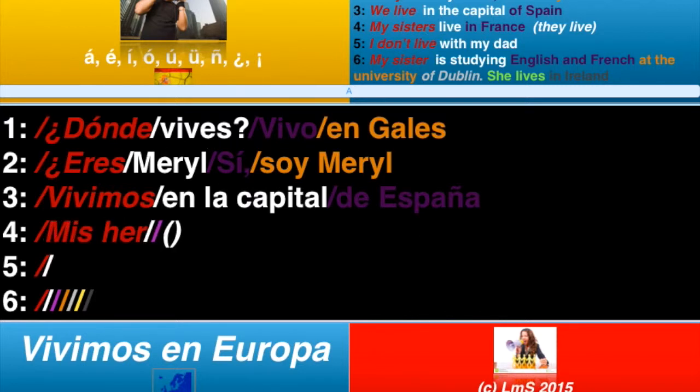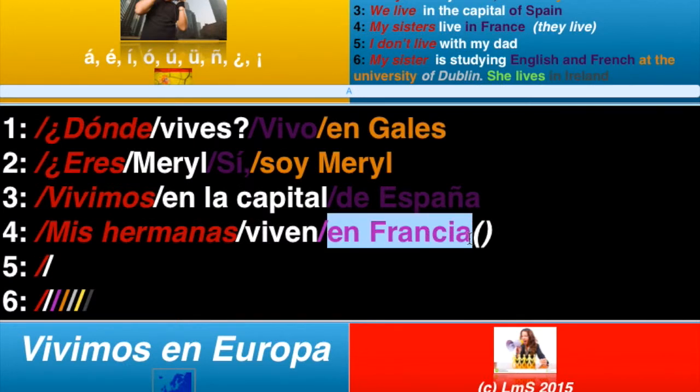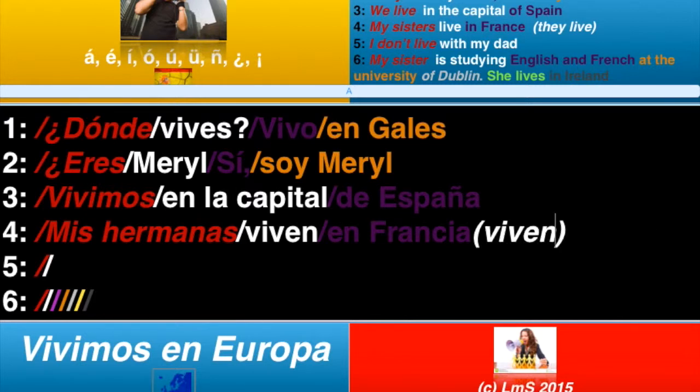Right, mis hermanas. Mis hermanas is my sisters. Now, they live, my sisters live, which is the same as the they form, is viven, E-N on the end. So, mis hermanas viven. Okay, because the only thing I want to change is this color here, like so. There we are, to keep it consistent. Consistency is important. All right, and just remind ourselves that they live is viven. So they live is viven.